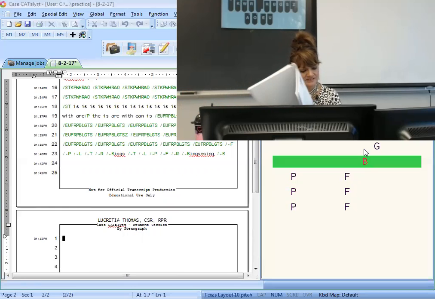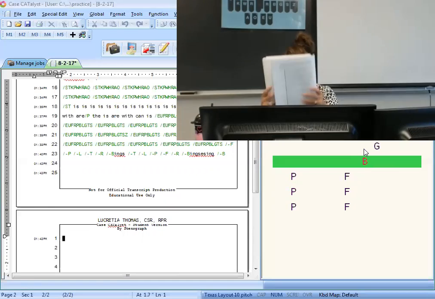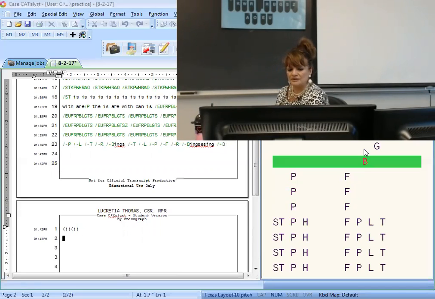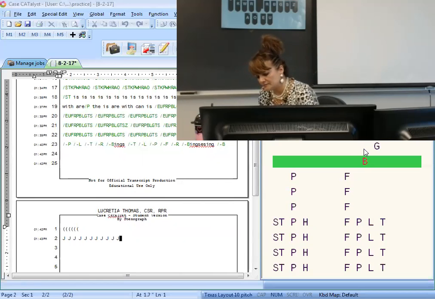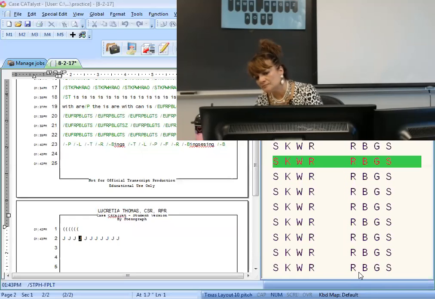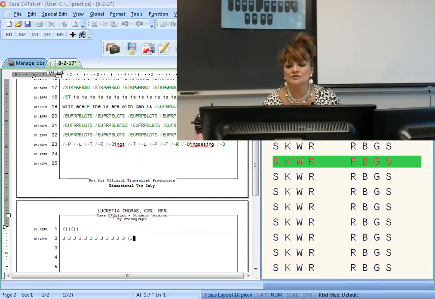So what I'm going to do now is I'm going to dictate some of this homework assignment. And so I'm going to start with lesson 2, and I'm going to start with the upper bank. And you're going to write it on your machine at home, upper bank for practice. Upper bank, remember it's the STPH, FPLT, lower bank, which is the SKWR, RBGS. Okay, SKWR, let me scroll down. SKWR, RBGS. Lower bank, upper bank is the top, lower bank is the bottom. Okay, so that's what your notes should look like.